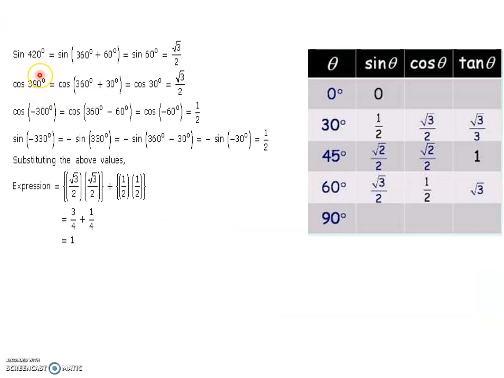Here sin 420 is sin(360 plus 60), sin(360 plus theta) is sin theta. That's why sin 60 is root 3 upon 2. Cos 390 is cos(360 plus 30), that is 360 plus theta. Cos(360 plus theta) is cos theta, so cos 30. So root 3 upon 2, the same answer we derive.